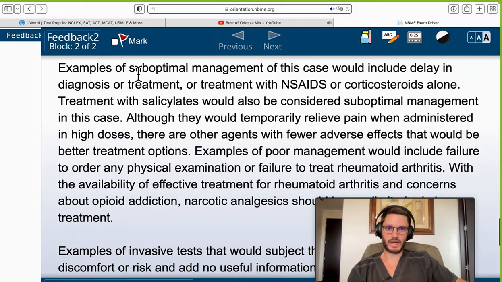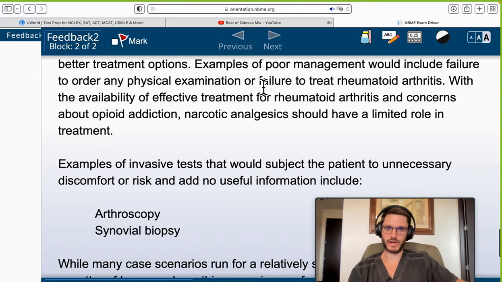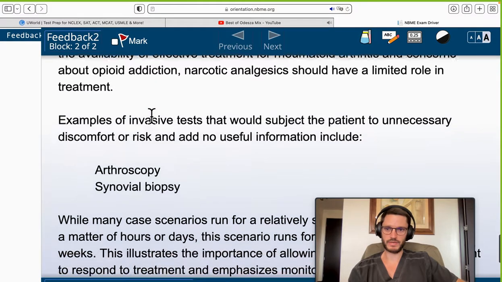Examples of suboptimal management. Okay, so this is things that would delay diagnosis, treatment, or treat with things that don't work. Treatment with salicylates would also be considered suboptimal. Although they would temporarily relieve pain, there are other agents with fewer adverse effects. Of course, you don't want to give this patient high doses of aspirin if it's not such a good anti-inflammatory as other NSAIDs.